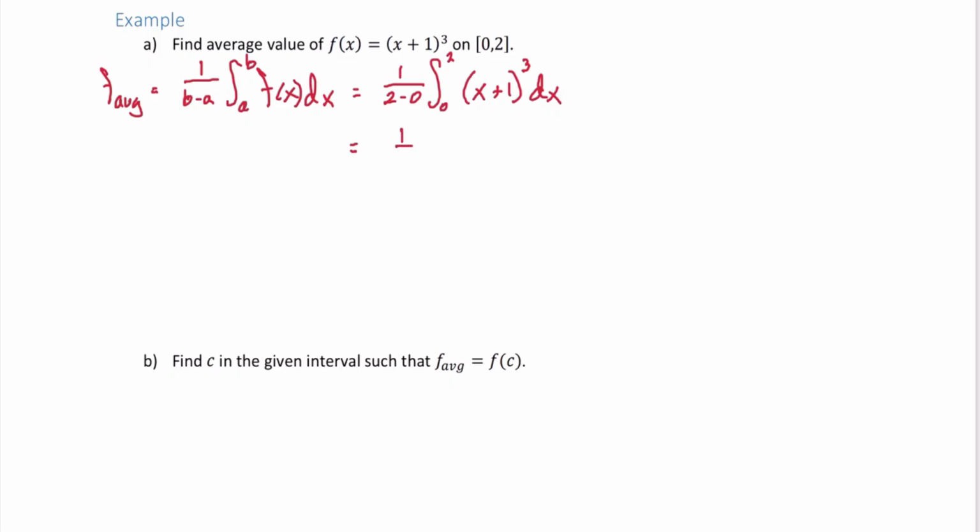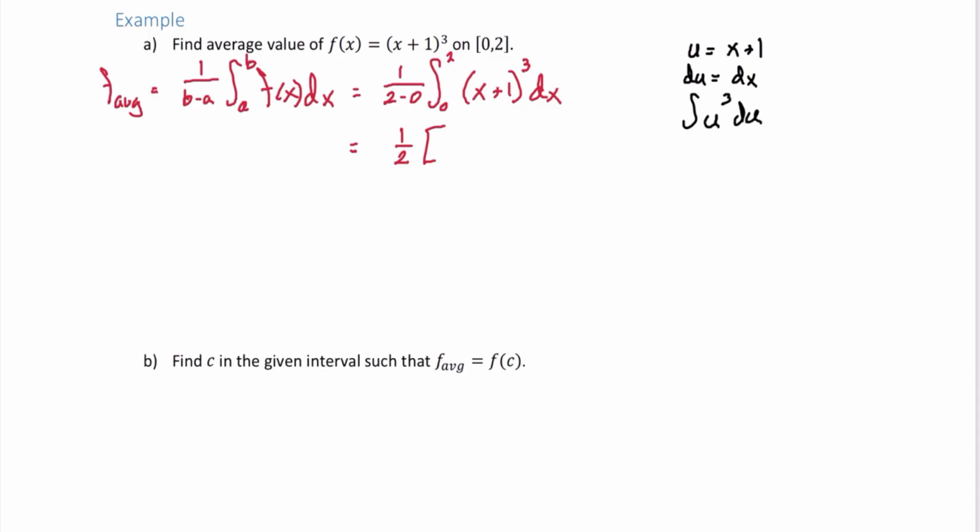Simplifying this, we get 1/2 times, we need to integrate that, and really to integrate that we'll use a u sub. You may be able to see this one without the u sub, but let's show the work. u will be x plus 1. du will be 1 dx, or just dx. So we now have the integral of u cubed du.